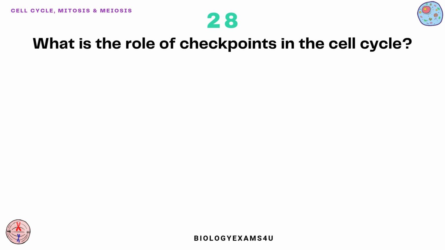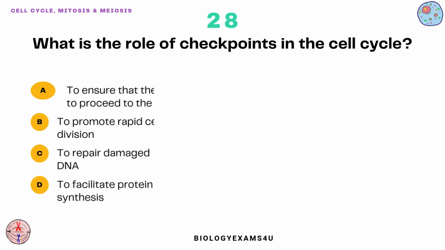Question number 28. What is the role of checkpoints in the cell cycle? Option A, to ensure that the cell is ready to proceed to the next phase. Option B, to promote rapid cell division. Option C, to repair damaged DNA. Option D, to facilitate protein synthesis.